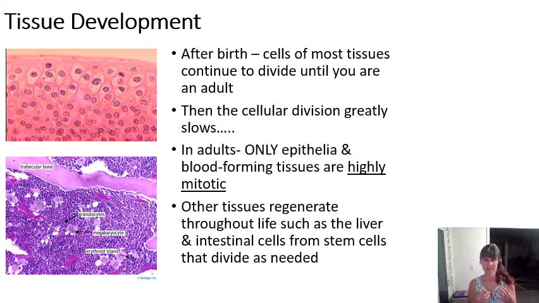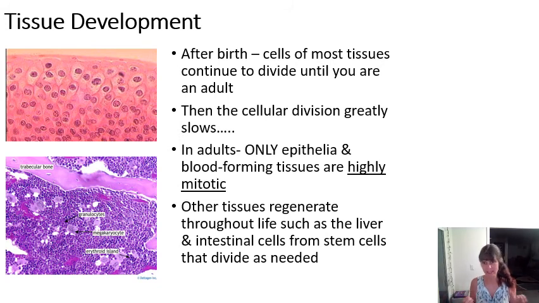When tissue development occurs after birth, the cells of most tissues in the body are going to continue to divide until a person forms into an adult. At that point in time, cellular division is really going to slow down. In adults, only epithelial and blood tissues are highly mitotic. Epithelial tissues have to keep regenerating because we constantly wear them down or they wear off.